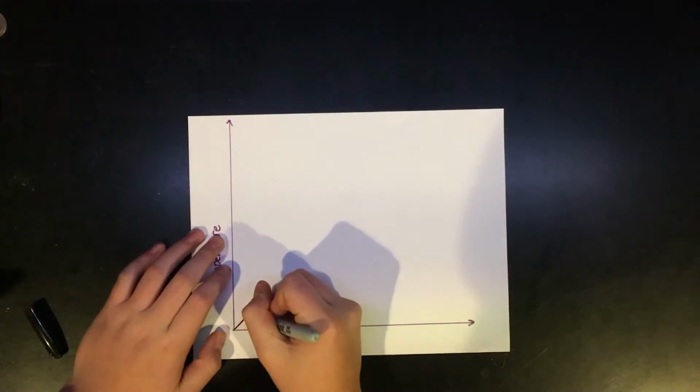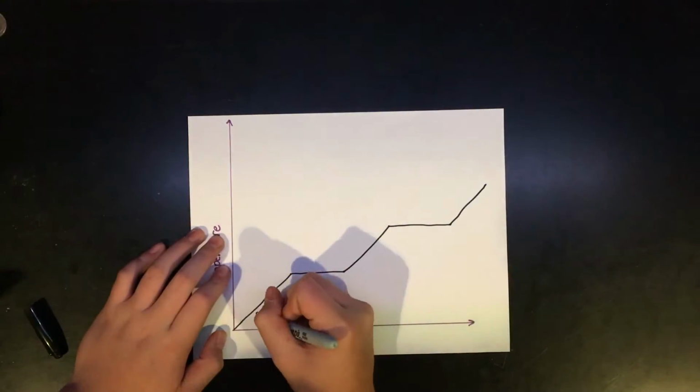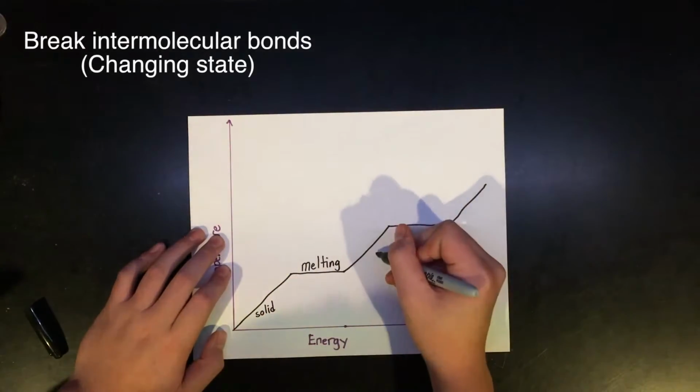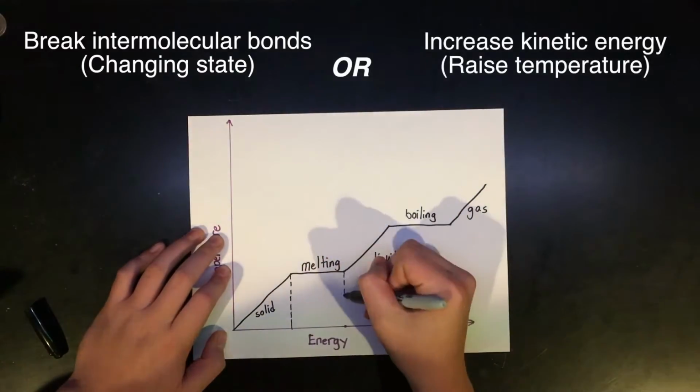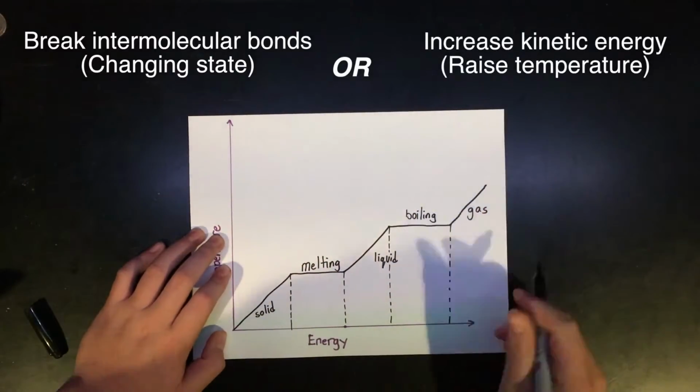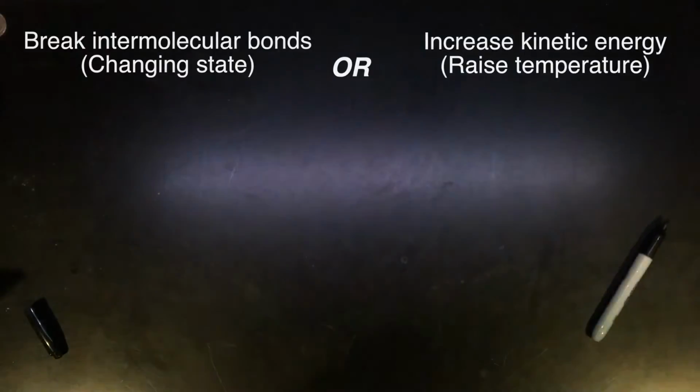This graph shows that energy entering a system can either break the intermolecular bonds, which is just changing state, or increase the kinetic energy, which is just changing the temperature, but it can never do both at the same time.